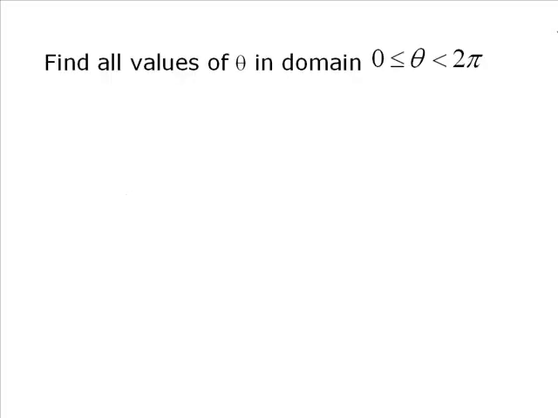Now I'm going to do the reverse. Here we are asked to find all values of theta in the domain 0 to 2 pi. Now, we did these questions before, but we were in degree mode. And the fact that this domain is given to us with pi in it, 2 pi, tells me that we are supposed to answer this in radian measure. That's always the tip-off.